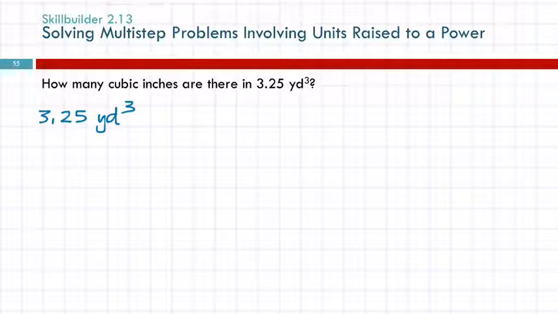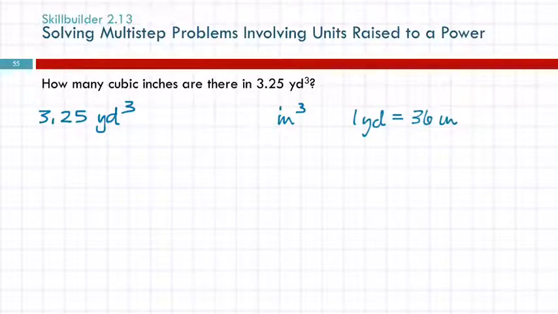So I want to get to cubic inches. There's more than one way to get there. The fastest would be if I knew how many inches were in a yard. Anybody? 1 yard is how many inches? 36. If you didn't remember that, hopefully you'd know that there's 3 feet in a yard and 12 inches in a foot, and you could do 2 steps. So because I know a relationship between yards and inches without the cube, I can do this in 1 step.